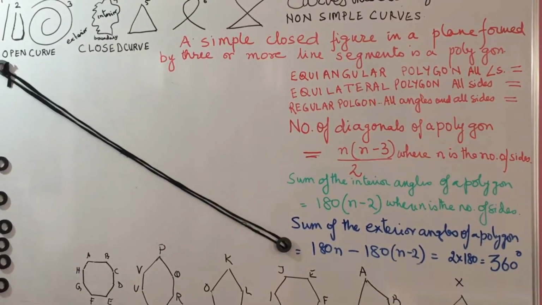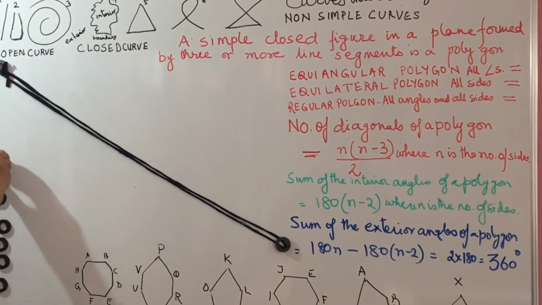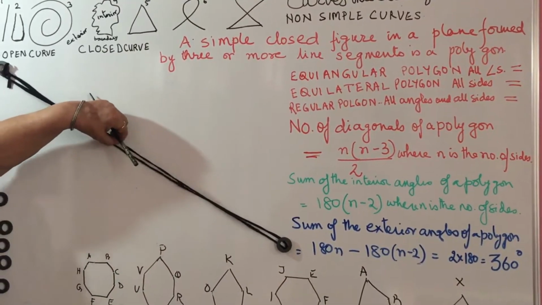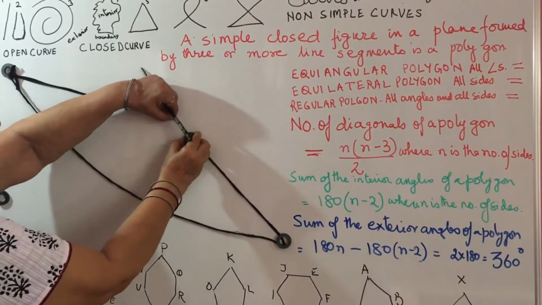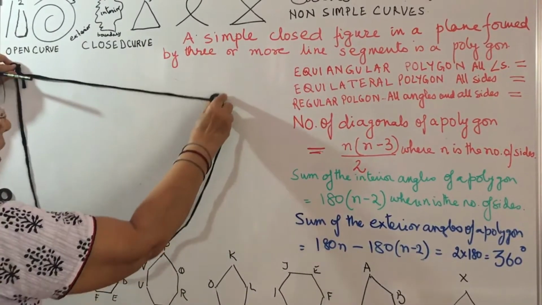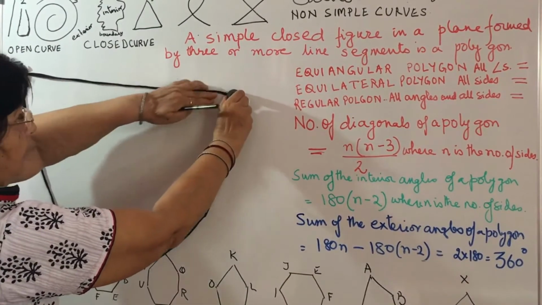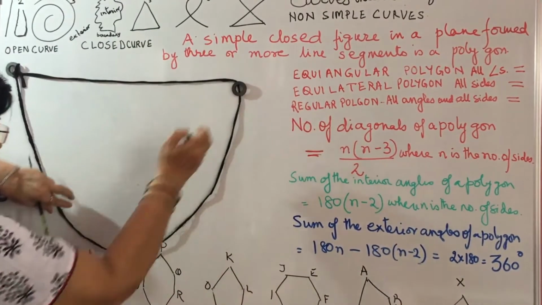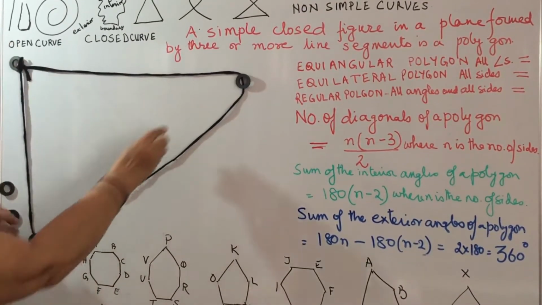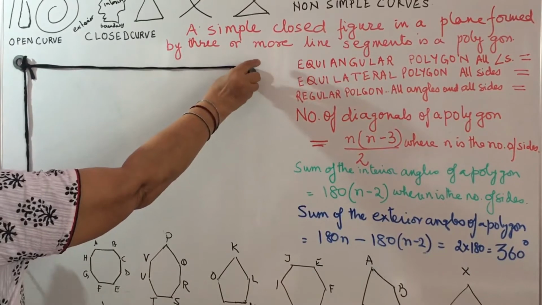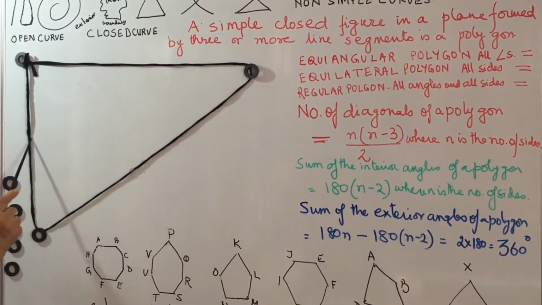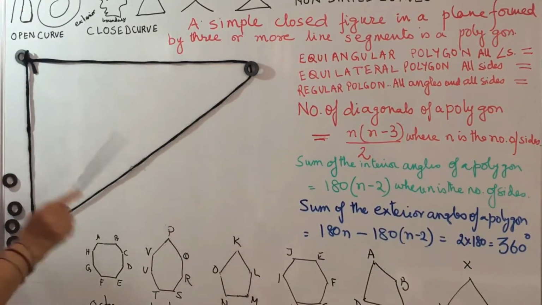So, let's now try to see if we can make a figure which has 3 straight lines as sides. So, here I have 1, 2 and 3. Now, if I extend this, can you see this figure? It is a triangle. It is formed by 3 straight lines, 1, 2 and 3.